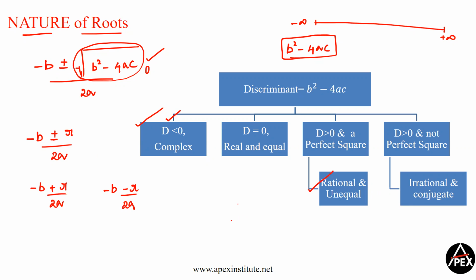Now when this is greater than 0 and it's not a perfect square, this will be an irrational number. So it will be in the form of minus b plus root of some, let us say, I, by 2a. This will be one root, and minus b minus root I by 2a will be the other root. Both the roots will be irrational and they will be conjugate. If you observe, these two are conjugate. So if you multiply them, you will be getting a rational number.